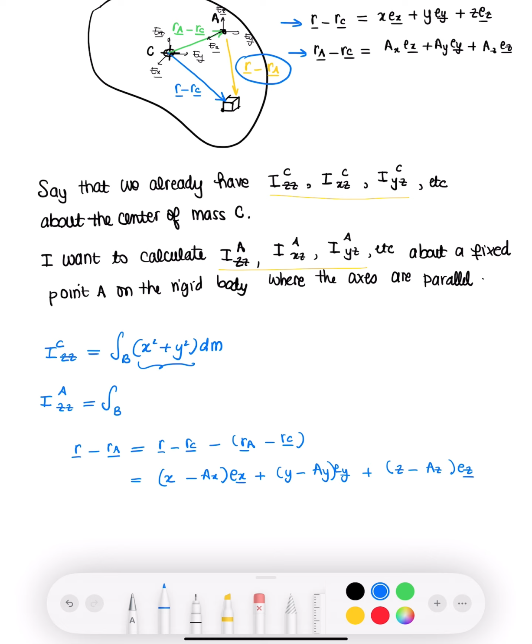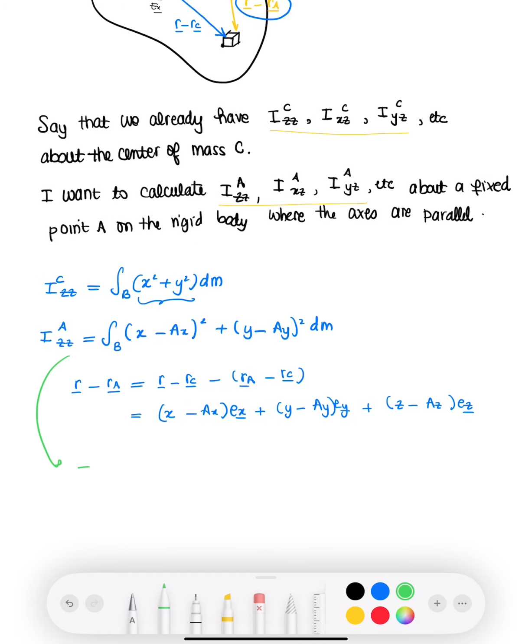So the moment of inertia IAZZ, which has to do with the mass distribution about the ZZ axis passing through point A, is going to be equal to the integral of x minus ax squared plus y minus ay squared dm over the body. So let's continue with this calculation. I can expand the square to get the integral of x squared plus y squared dm plus the integral of ax squared plus ay squared dm, minus 2 times the integral of ax x plus ay y dm.